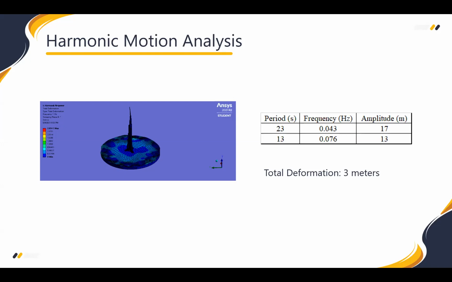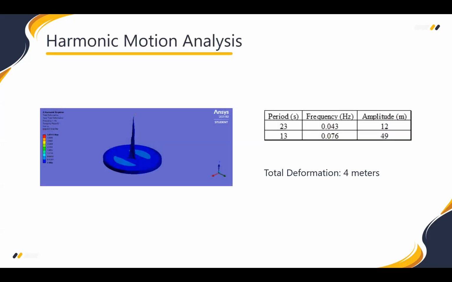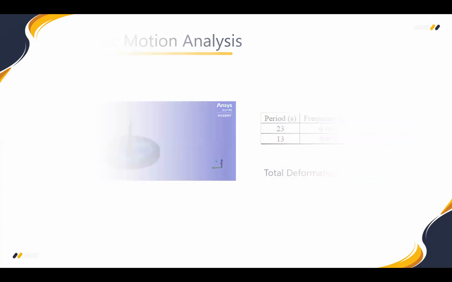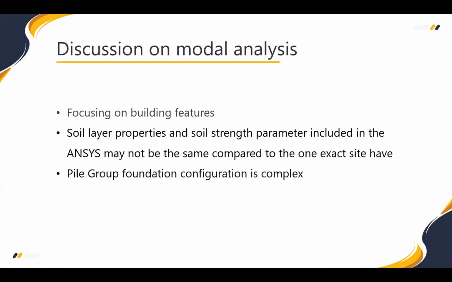Also, I would like to show you guys the total deformation on the top of the tower. It is 3 meters with the pile foundation, but 4 meters without the pile foundation. Therefore, the 1.5 pile foundation has less deflection. So overall, our model analysis is successful, and our team has achieved our analysis goals.